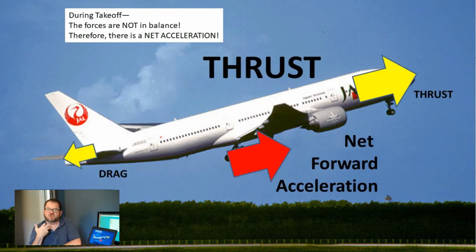Same with the horizontal direction. During the takeoff, the aircraft is going from not moving and having zero forward speed to eventually having a very fast forward speed.